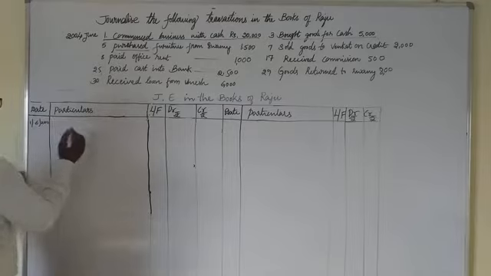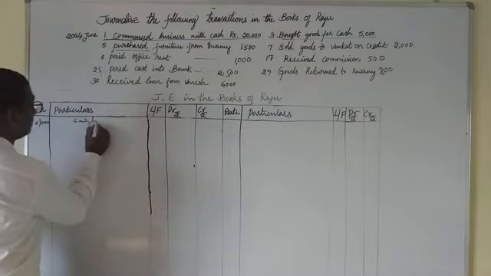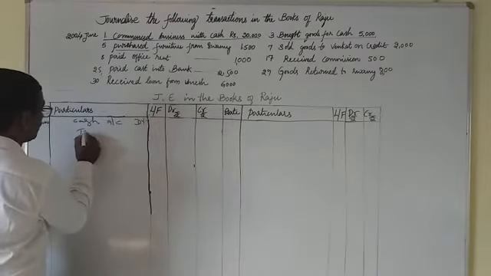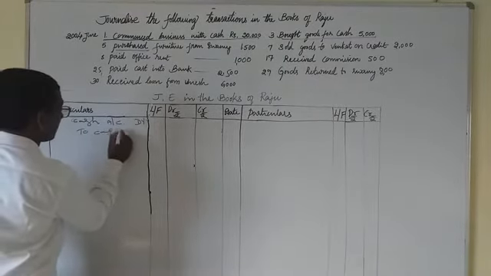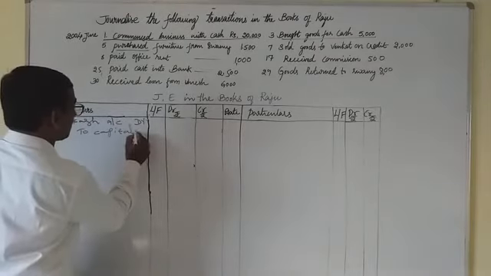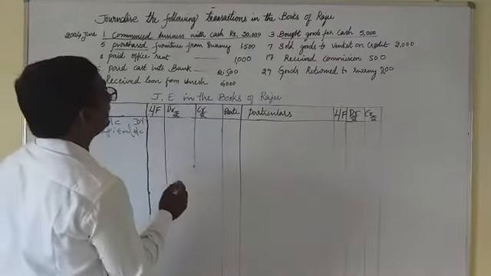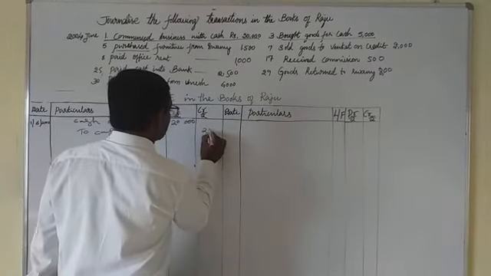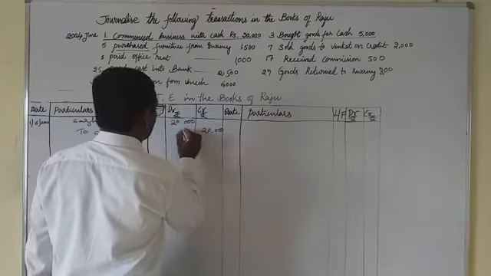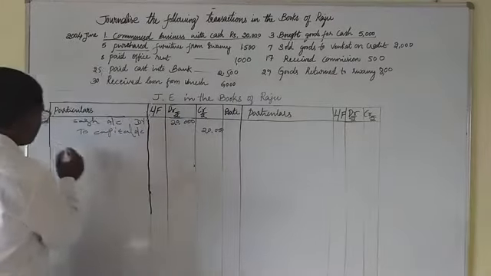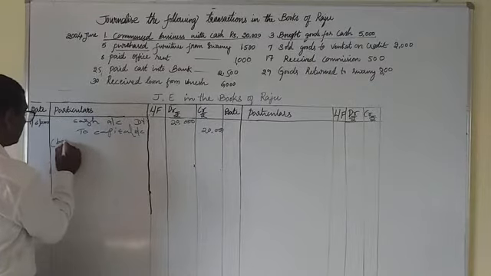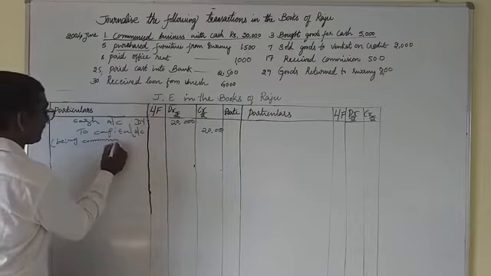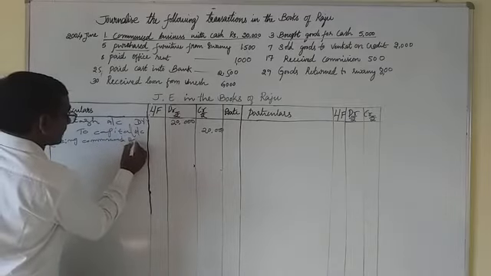1/6/2004. Cash account debtor to capital account. How much? 20,000. Being commenced business.